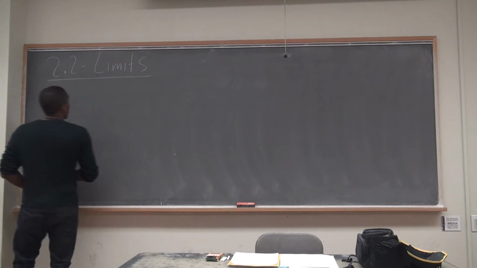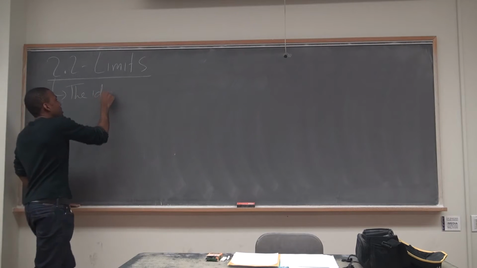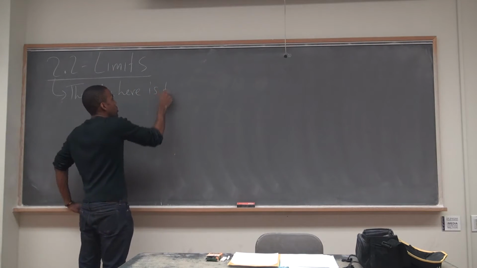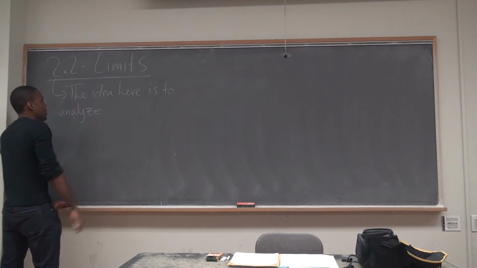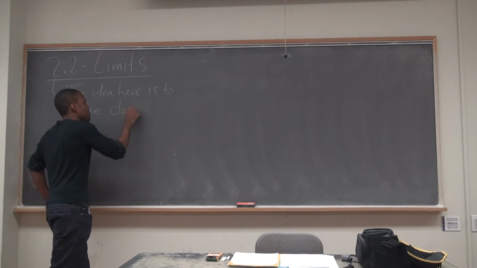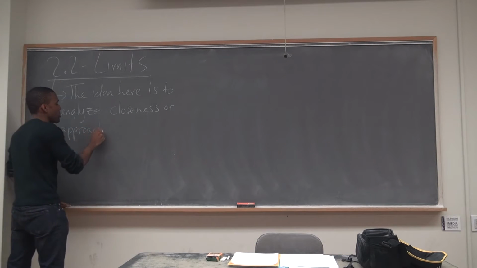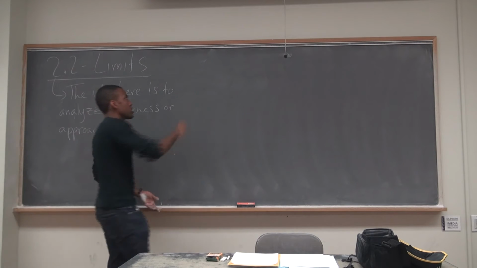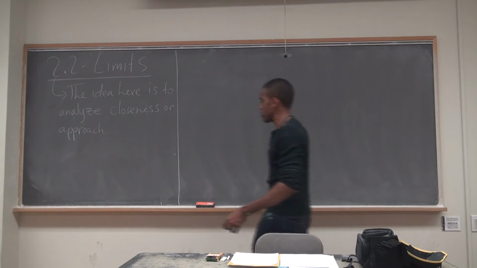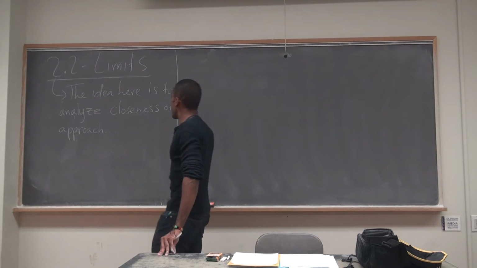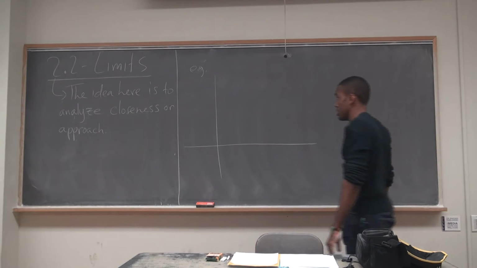Right? Now what limits deal with, the idea here is to analyze, how can you say this, closeness or approach. That's kind of what limits are all about, right? When you're approaching something or you're getting close to something, what is actually going on? And that notion actually brings us into calculus, as we'll develop pretty soon. So let's talk about some examples before I start to get into the nitty-gritty of what a limit actually is.